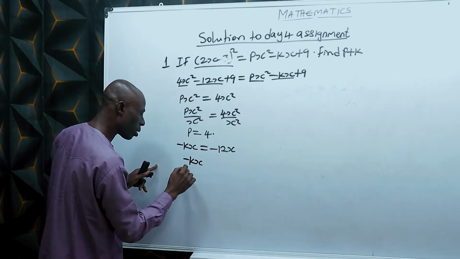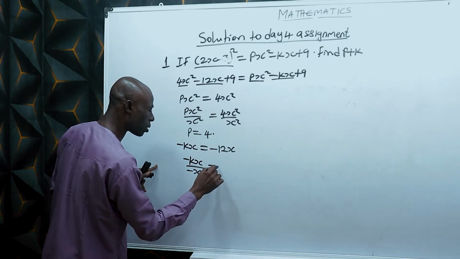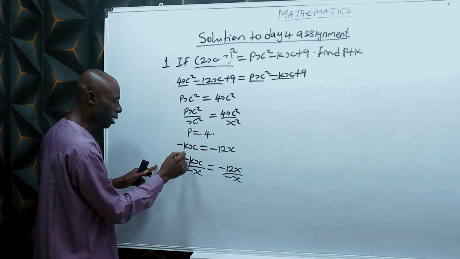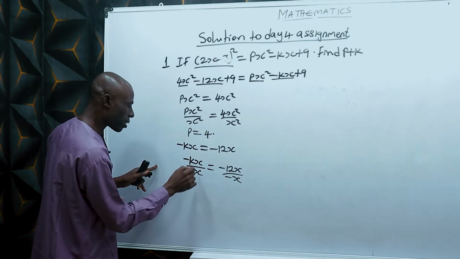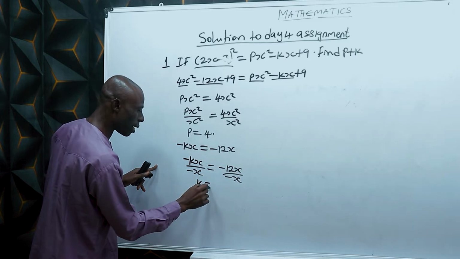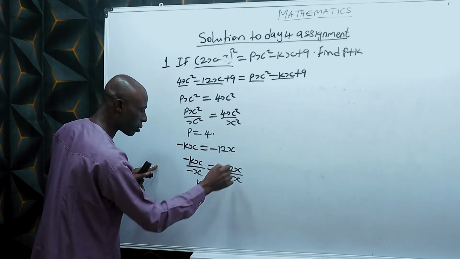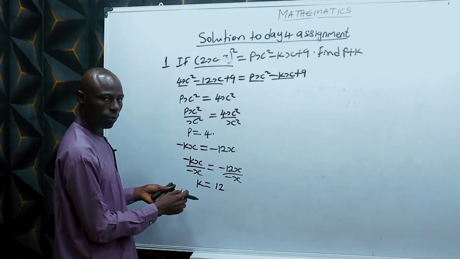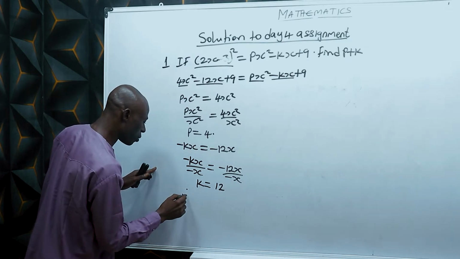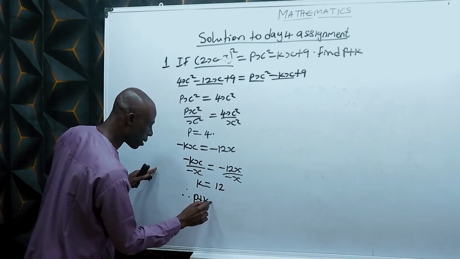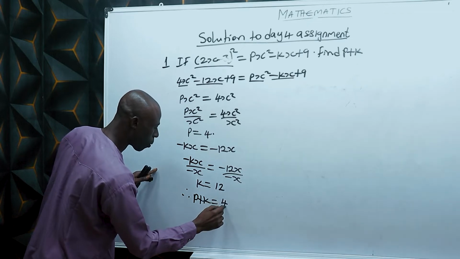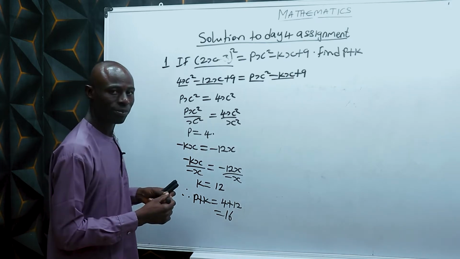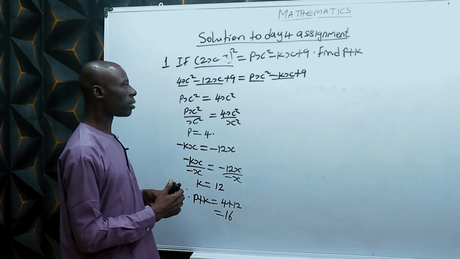Negative kx divided by negative x equals negative 12x divided by negative x. Negative cancels negative to give you positive, x cancels x. So you have k left here. Negative cancels negative, x cancels x, you have 12. Now, having found the value of p and the value of k, easily you can have p plus k to be equal to 4 plus 12. And finally, the answer is 16. That is how to answer such question.